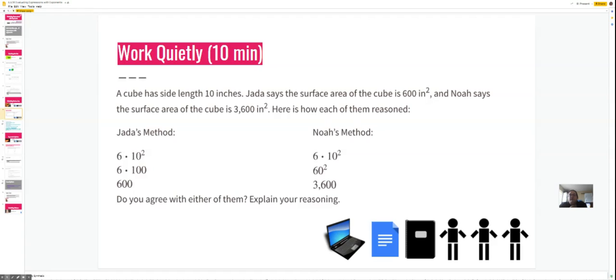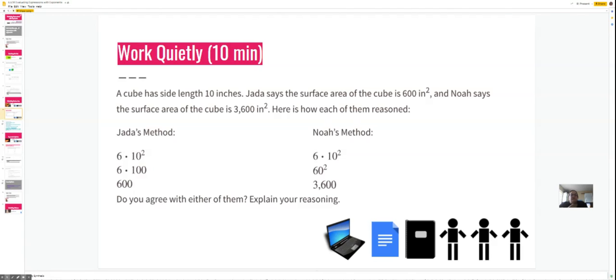They both start out with 6 times 10 squared. But in Jada's method, she says 10 squared is 100, and then multiplied by 6 it's 600. In Noah's method, he said I'm going to do 6 times 10 is 60, and 60 squared is 3,600.